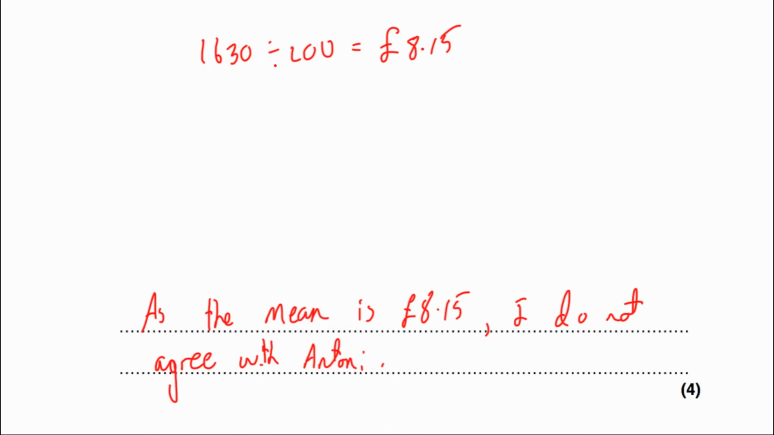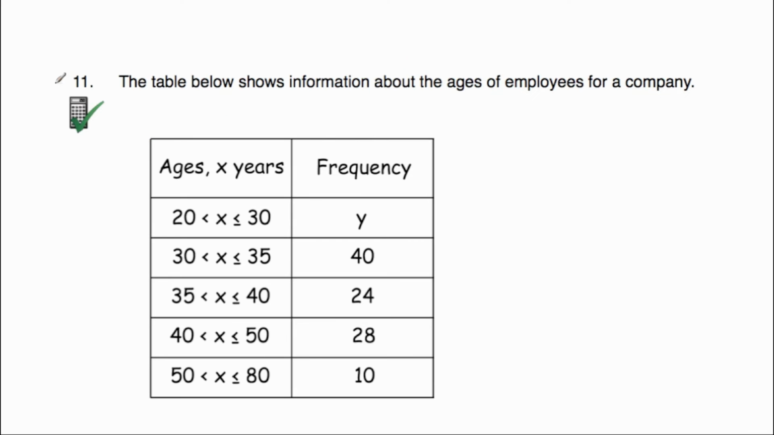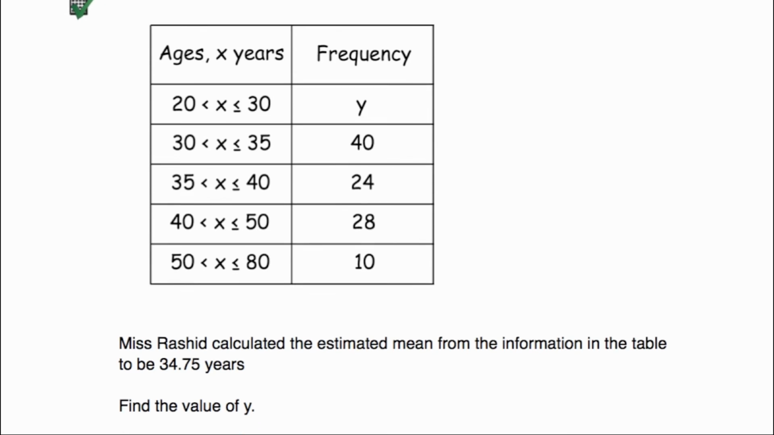Okay, let's have a look at our next question. This is our last question, so question number 11, and this time we've been given a table that shows information about the ages of employees for a company. And in this question, it's a bit different this time. We've got this frequency of y, so we've got a missing frequency that we've got to work out, and we've got our ages and we've got the frequencies, and the question says Mr.